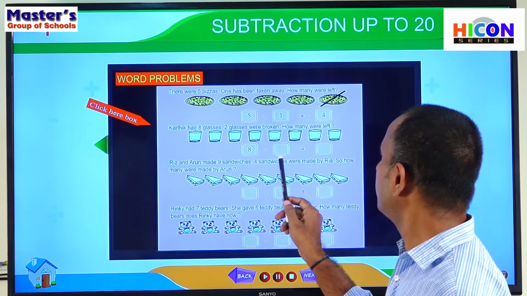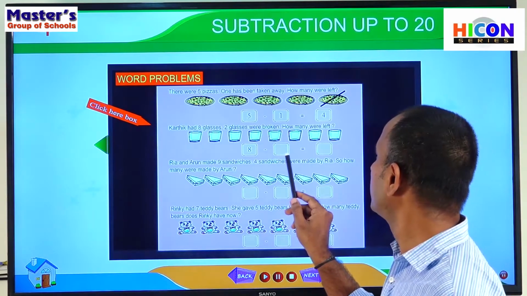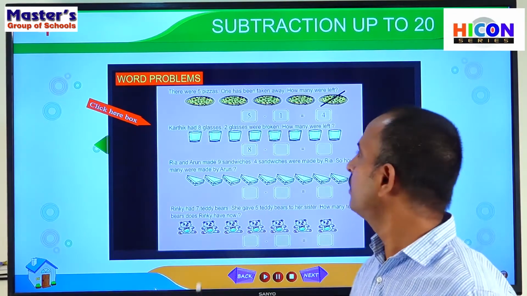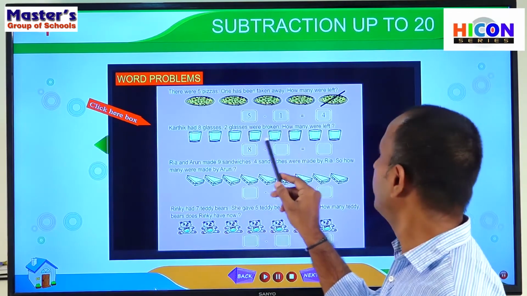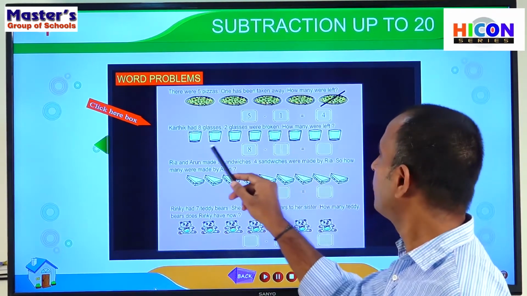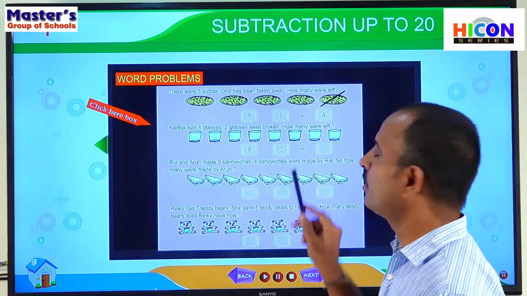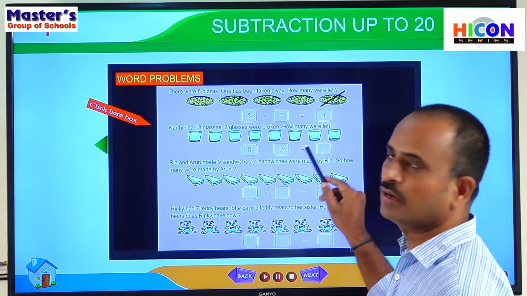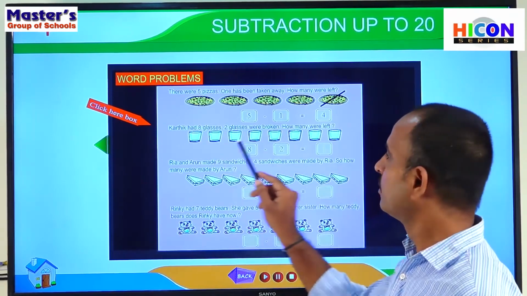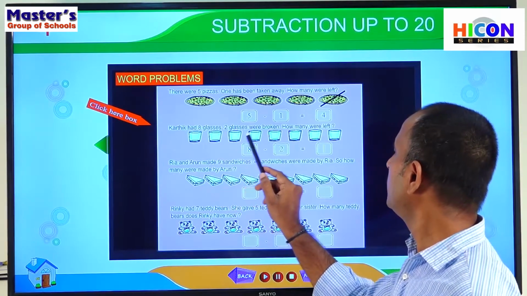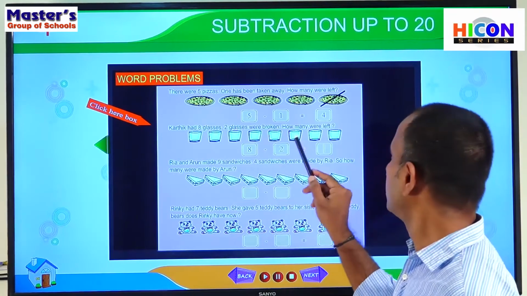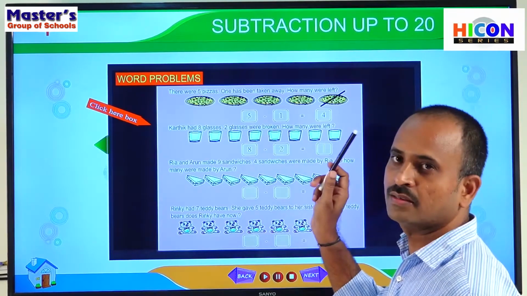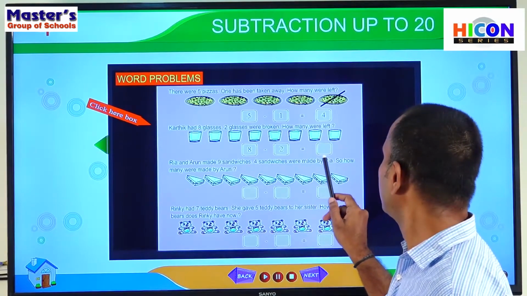Next, what is the second number here? The second number in the subtraction gives the number of glasses to be taken away. That means how many glasses were broken? 2 glasses were broken. That's why we have to take away 2 glasses from the 8 glasses. So write 2 in this box. So if you take away 2 glasses, that means if you strike off 2 glasses, how many glasses will be left there? So let us count 1, 2, 3, 4, 5, 6. So 6 glasses will be left after subtracting 2 from the 8 glasses. The answer is 6. So write 6 in this box.